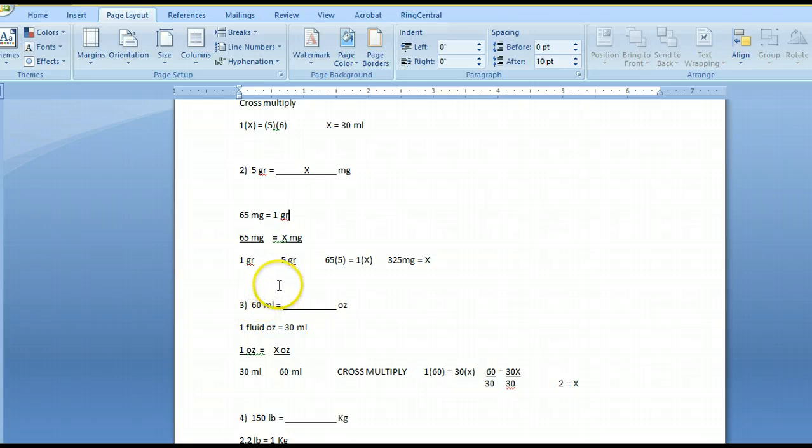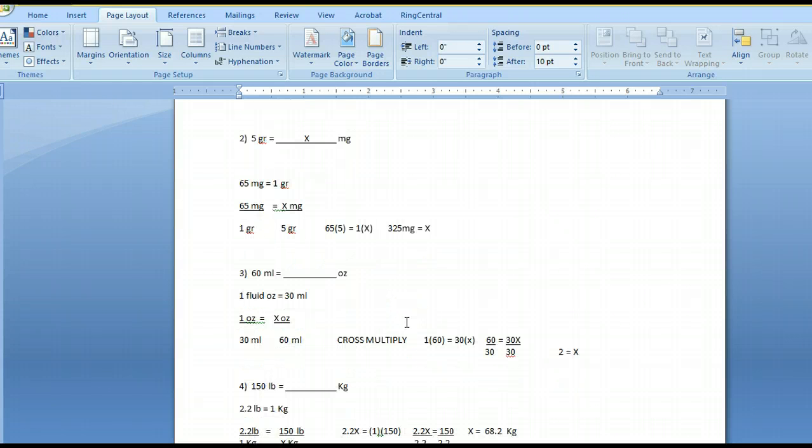Now we're going to do the whole cross multiplying again. So it's diagonal. 65 times 5 equals 1 times x. And then do the math. Pull out your calculator. 65 times 5 is 325. 1 times x is x.